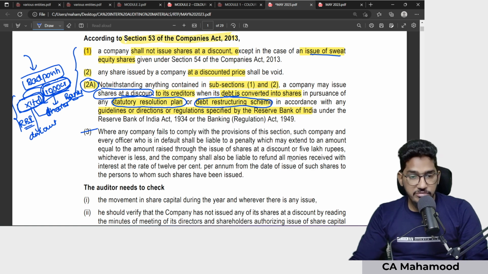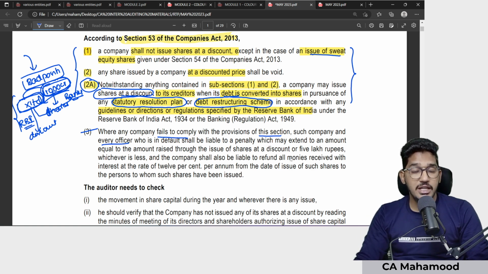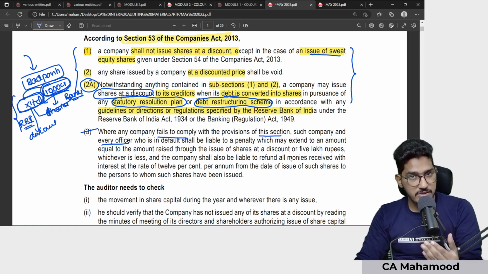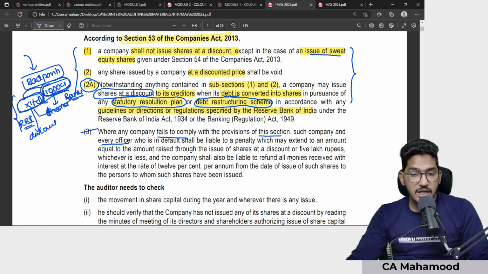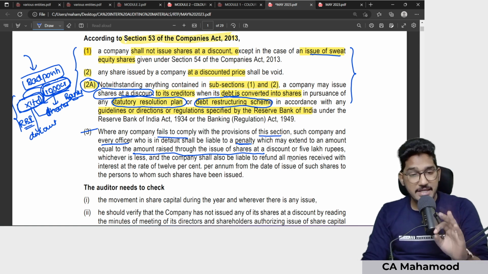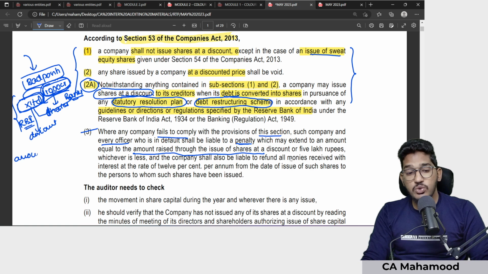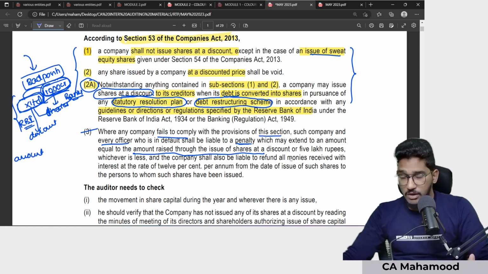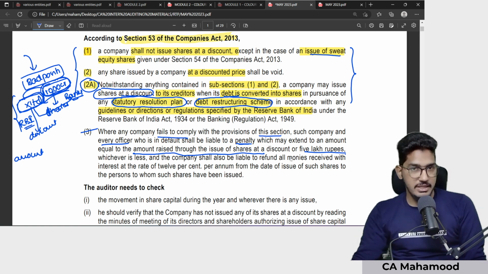Where any company fails to comply with the provisions of this section, that means if they fail to comply with any of these three subsections, then such company and every officer in default, the company which has made that mistake and every officer who is in default, shall be liable to pay a penalty. How much penalty? Which may extend to an amount equal to the amount raised through the issue of shares at a discount. They should pay a penalty which may extend up to whatever amount you have raised through that issue of shares at a discount, or 5 lakh rupees, whichever is less.